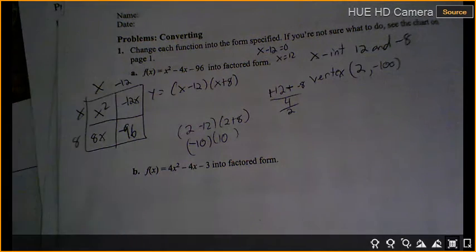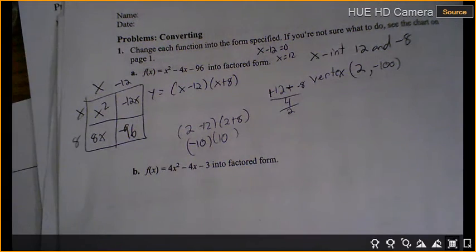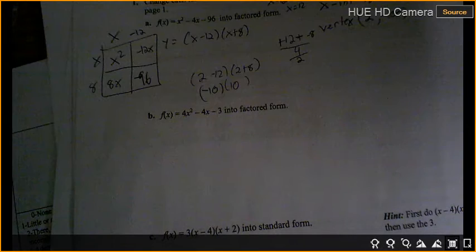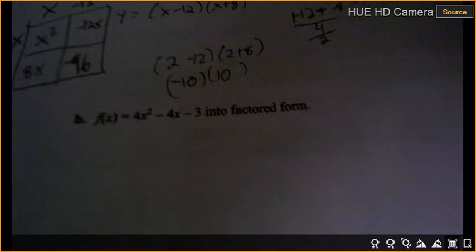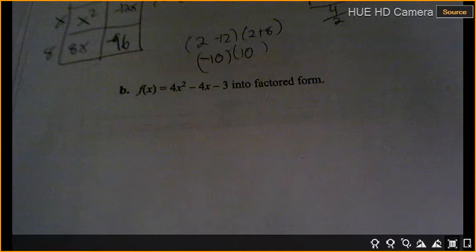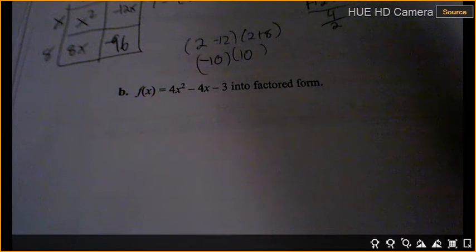So let's go ahead and do B. All right, I don't know about you guys, but if it has a number greater than 1 in front of x squared, I hate them. So I'm going to do them this way. I'm going to zoom this in. Hopefully this doesn't stop recording and be crazy on me. Okay, so I don't like them, so I'm going to do it the grouping way.